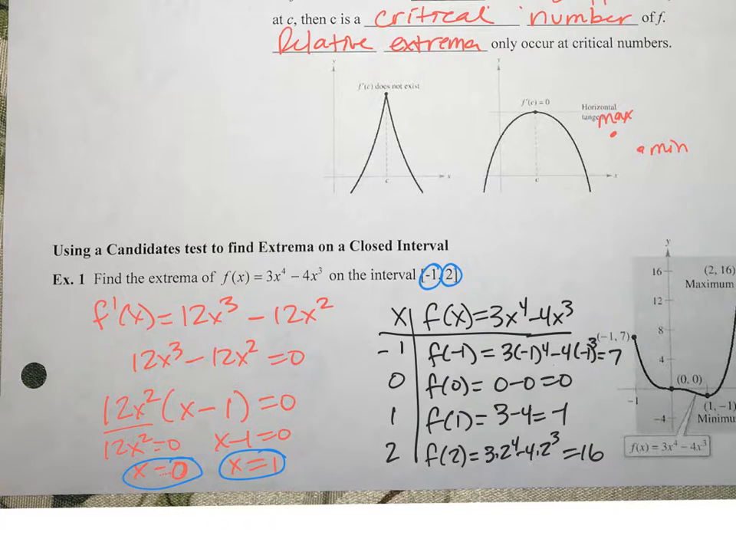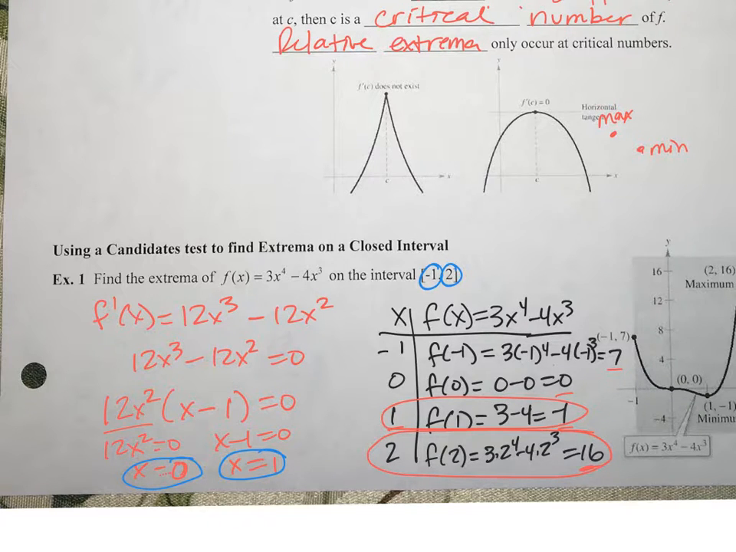Okay, so now you just look at your possibilities. Look at your output values. We have a 7, a 0, a -1, and a 16. Well, the smallest of those would be your relative minimum. So here's our relative minimum, and then the largest of those would be your relative max. So when x equals 2, that's where we have a relative maximum.